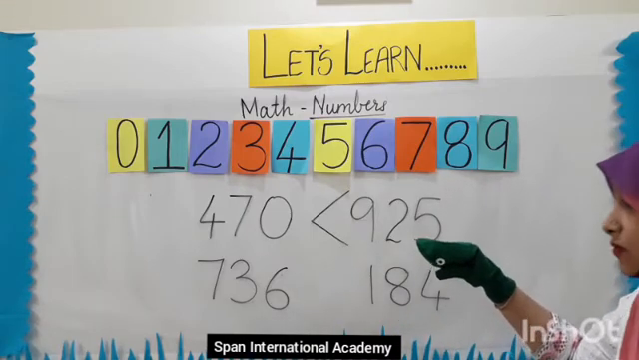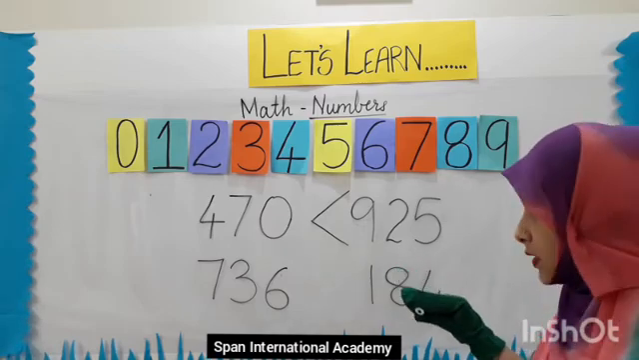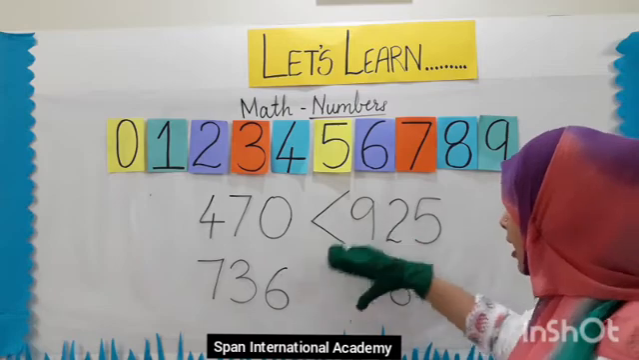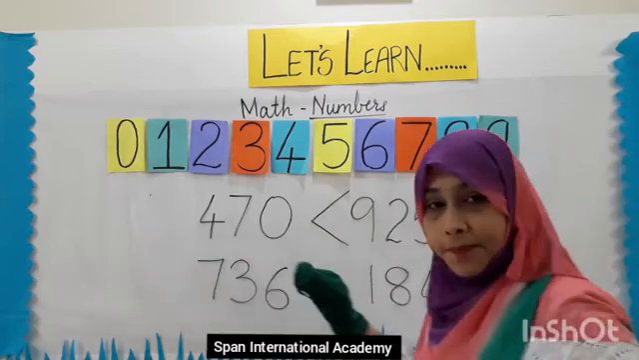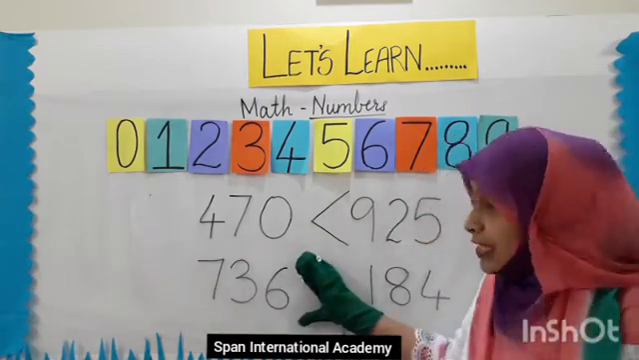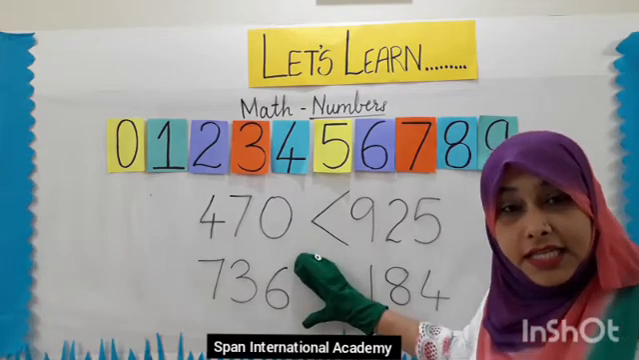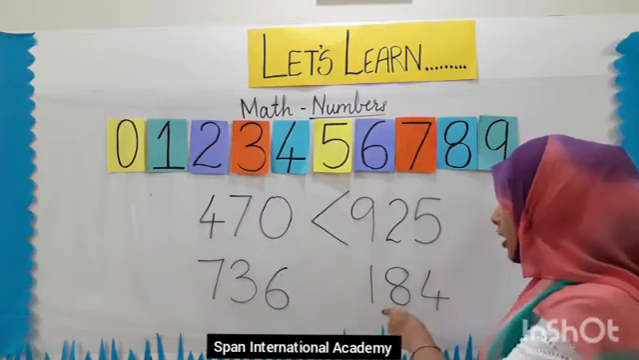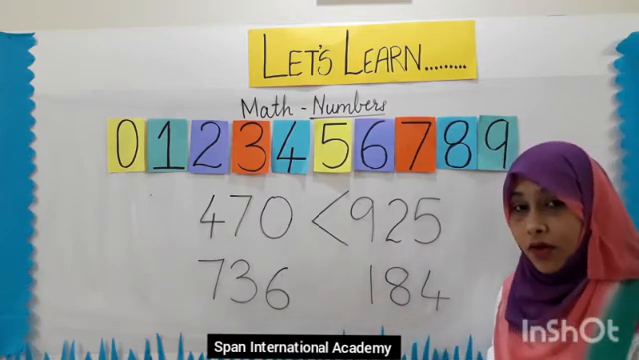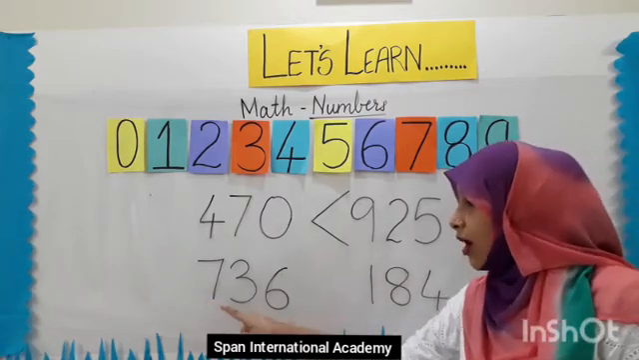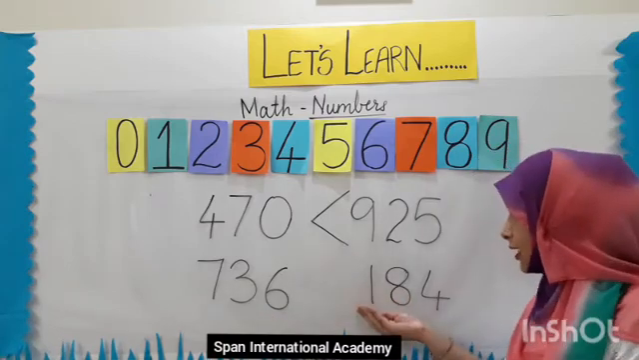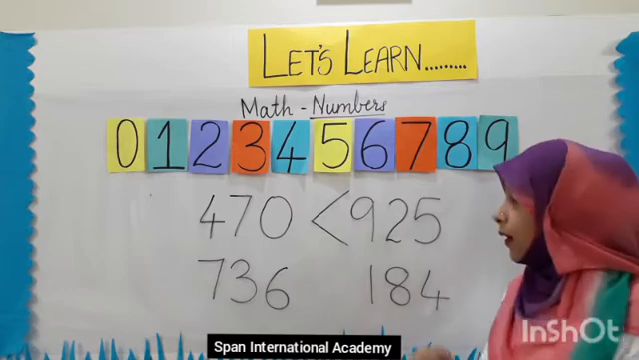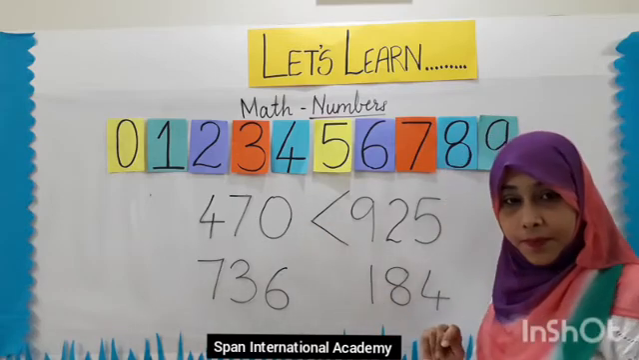The crocodile is very hungry. So this crocodile goes here and here and here and eats this number. The crocodile has eaten 736. Why? Because it is bigger than 184. The number 736 is bigger than 184. So I will again put a sign.